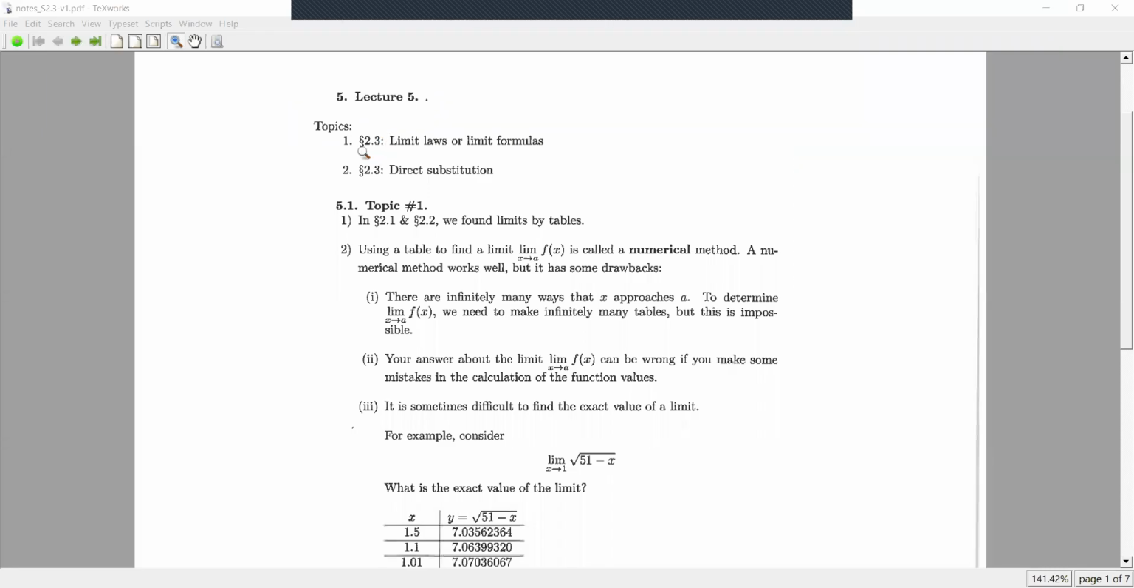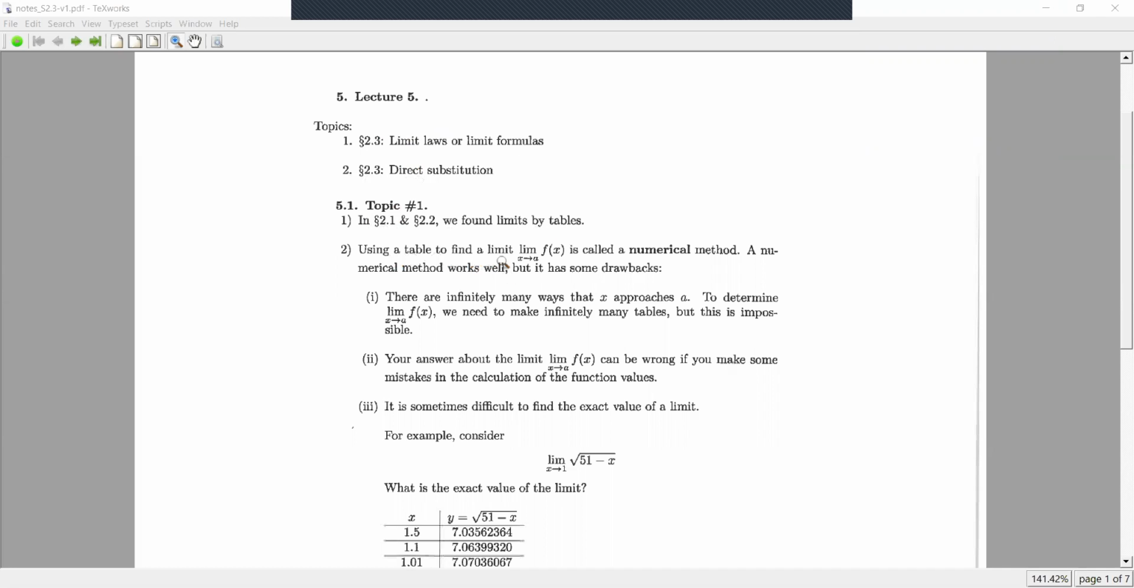Section 2.3. Two topics today. Topic 1, limit laws or limit formulas. Topic 2, direct substitution. Now, topic 1. In section 2.1 and section 2.2, we found limits by using tables.